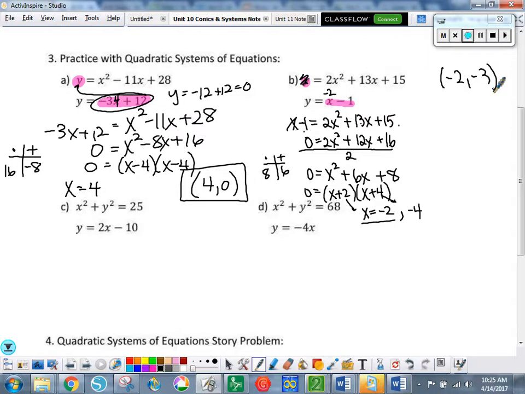If you plug in the -4, -4 minus 1, you get the -5, which means my next ordered pair would be... Lots of algebra, right? Over and over again. Okay, questions.